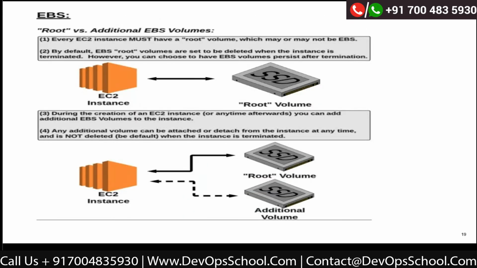Moving to the next, see, root versus additional EBS volume. Every instance, whatever you are using, will be using a root volume. The operating system will be installed on something, so there is a root volume. It can be an EBS or may not be an EBS. By default AWS is using the EBS, Elastic Block Store, for installing the operating system, and you are using it on top of it. You can add additional volumes whenever you want, and you can remove them as well whenever you want. We can deploy additional volumes as well.